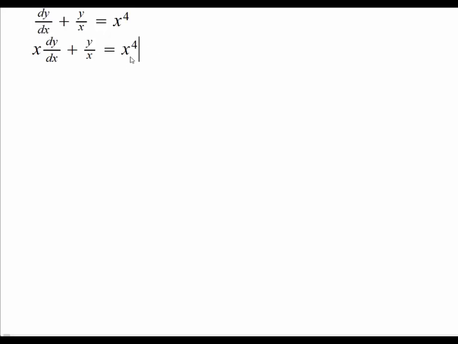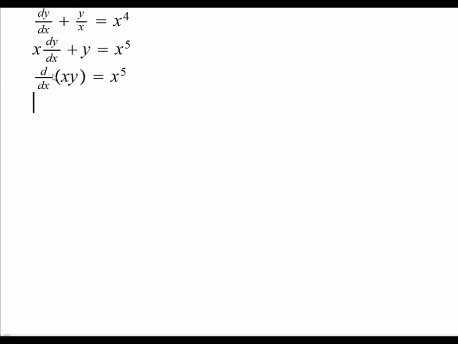If we do that, we get an x, and this will become x to the power 5. I'm sorry, this would be y, not x, because the x's cancel. At this point, you may note that this left-hand side actually is the derivative of the quantity x times y, and that equals x to the power 5.